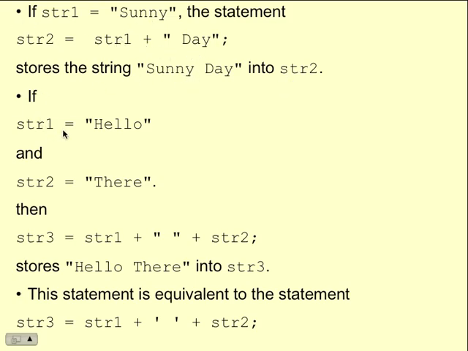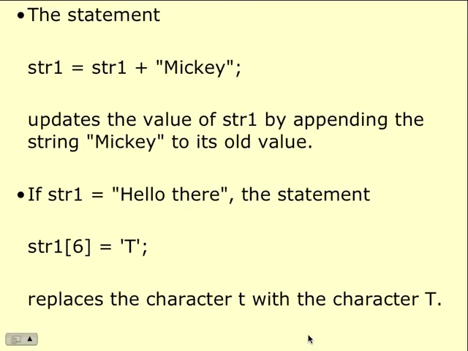Now if string1 equals hello and string2 is equal to there, we add those together and we get hello there. So the statement is equivalent to the statement here. We're just using concatenation to put things together. And here's what I mentioned before, there's an example of it coming up. So we use it as an array. The statement string1 = string1 + "Mickey" updates the value of string1 and appends Mickey to the end of it.